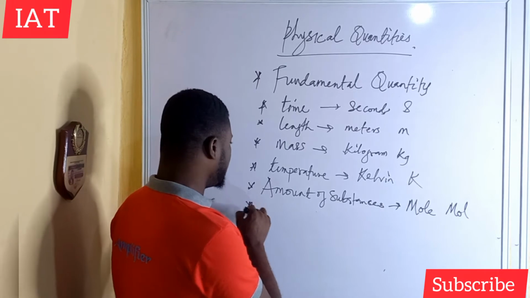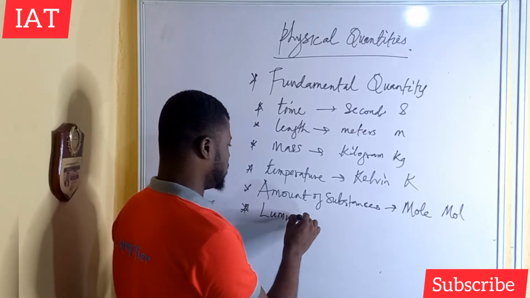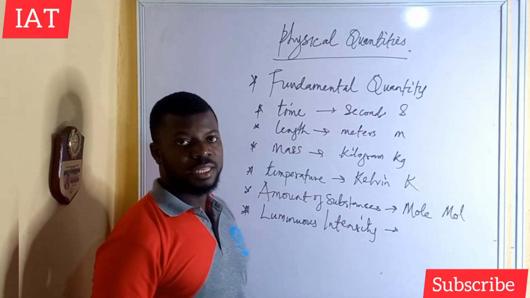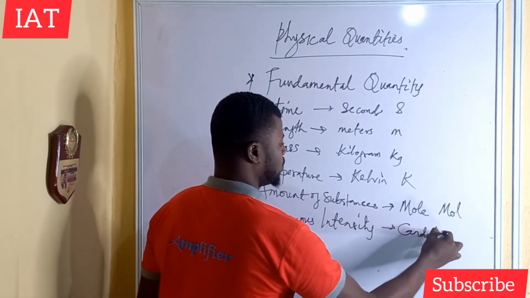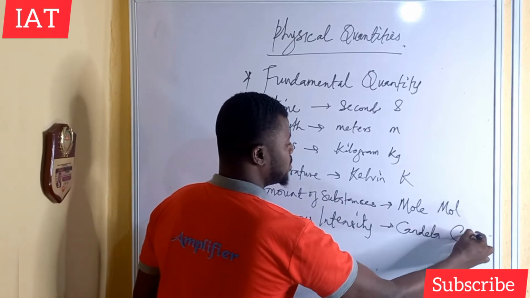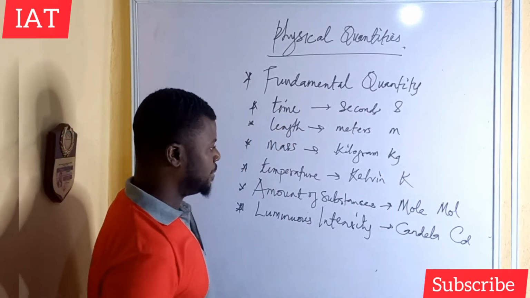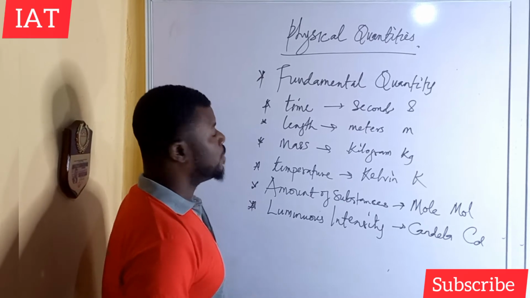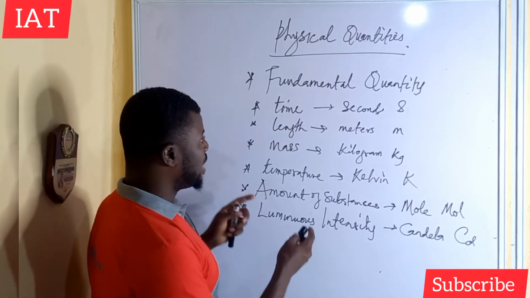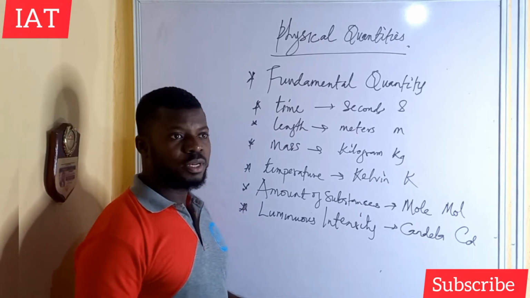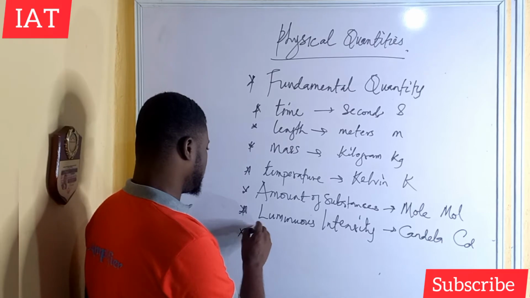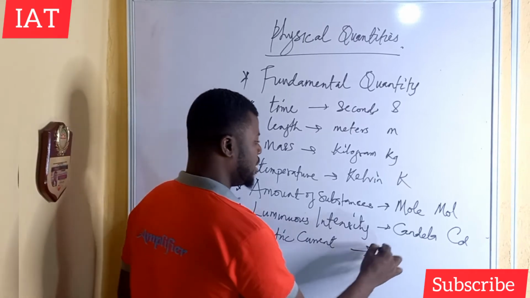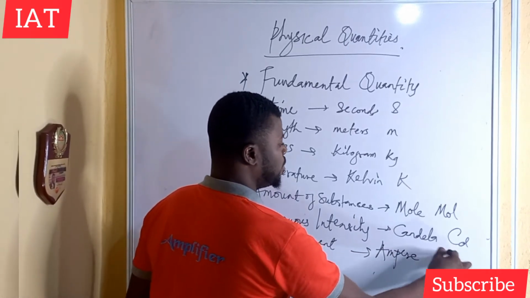And then the next one we have is luminous intensity. Luminous intensity is measured in candela, and we use c subscript d to represent candela. So we have listed 1, 2, 3, 4, 5, and 6 fundamental quantities. That does not mean these are the only fundamental quantities we have. We still have the one we call electric current, and electric current is measured in ampere, for which the symbol is A.